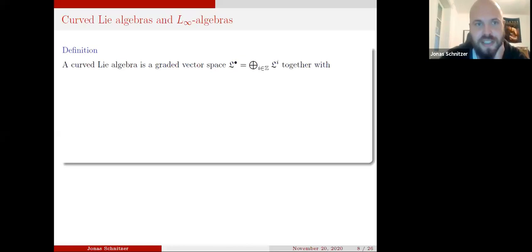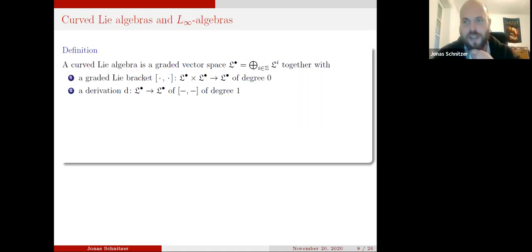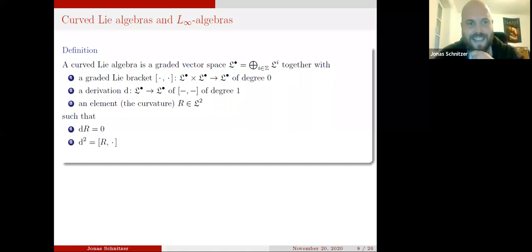I take a look at the graded vector space together with the Lie bracket. This is a Lie algebra of degree zero. I have a derivation of this vector space, of the bracket, but now the big turn, why this is not a DGLA, is because there is a curvature which is closed and the square of the differential is not zero. I should not call it differential. The square of D is not zero. It's the bracket with the curvature.